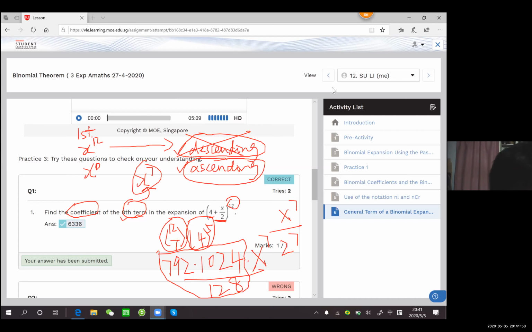They are talking about ascending. So that means the default is always ascending, if they never tell you to go descending.